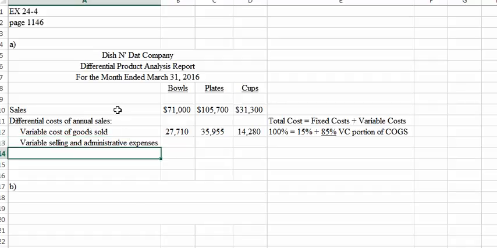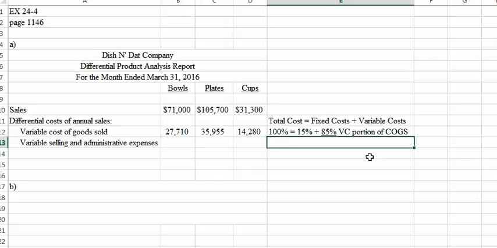There we go. Variable selling and administrative expenses. Well, you'll do the same thing over here. Total cost is 100%. The fixed cost portion, they say, is 40%. Plus, then the variable cost portion must be 60%. That's the variable cost portion of selling and administrative expenses.